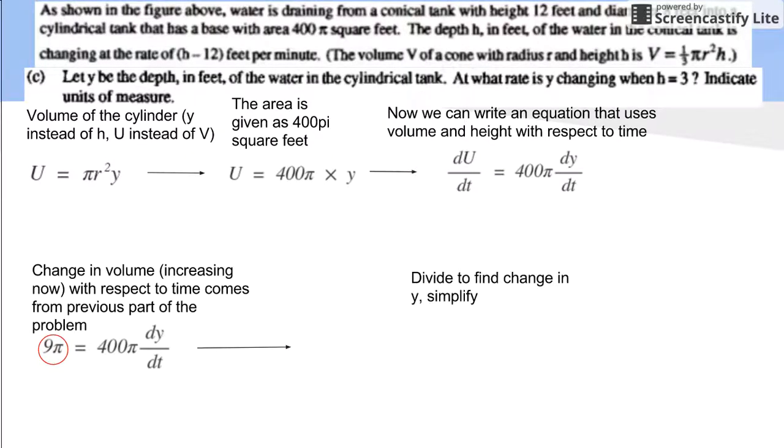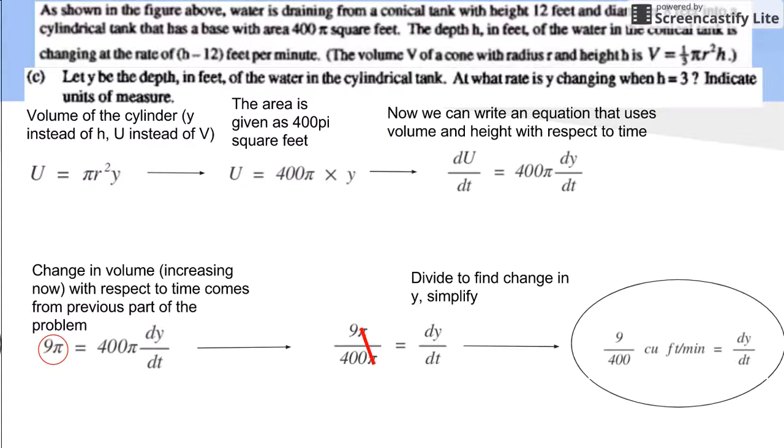So now we can divide to find our change in y and simplify the whole expression. So now we have 9 pi over 400 pi equals dy over dt. Canceling the pi's out gives us our final answer for the change in y with respect to time, which is 9 over 400 cubic feet per minute. And I believe that's all that we have for this question.